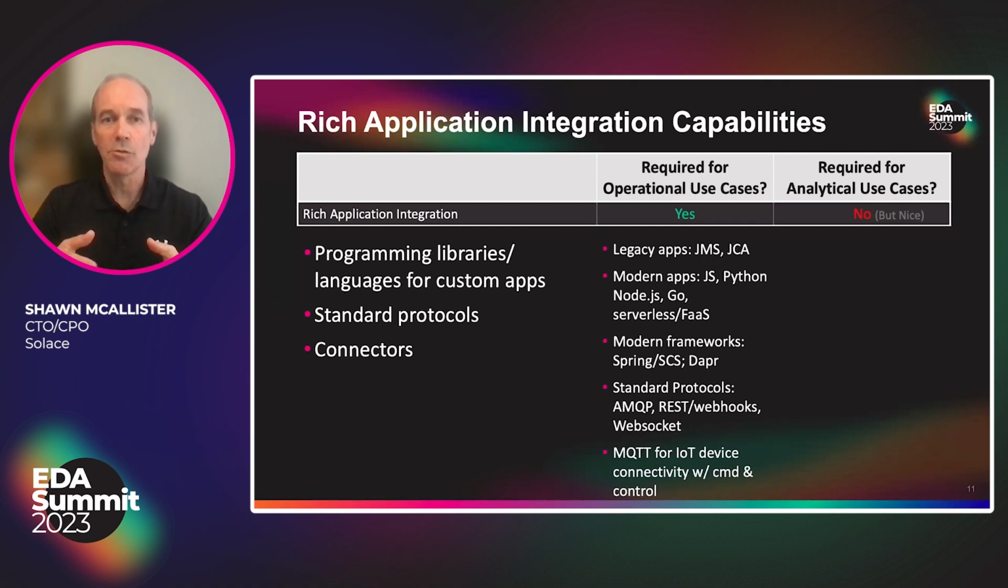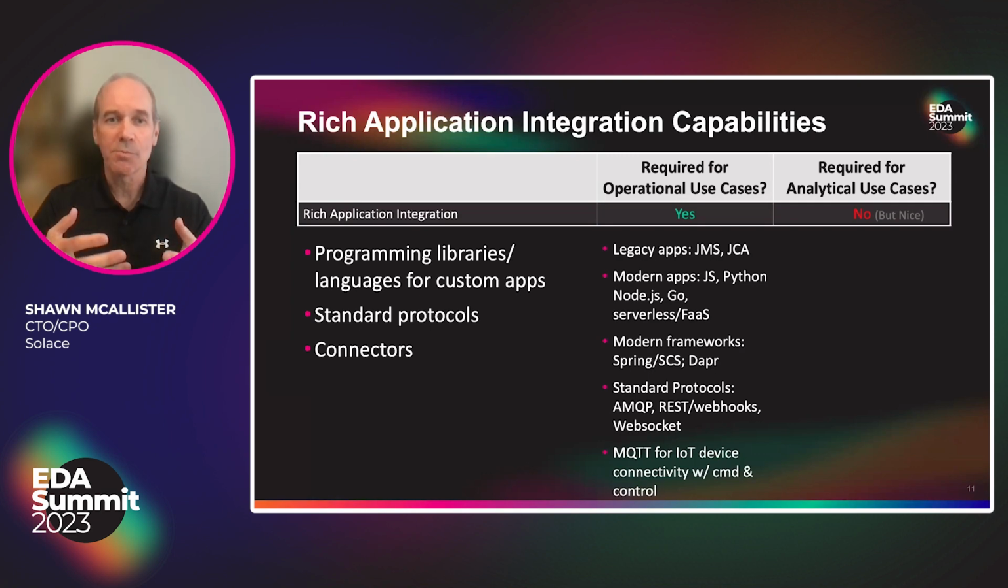Many of those would use JMS or JCA APIs, so you want to support them. You're building new applications, so you want APIs or client libraries in more modern languages like JavaScript, Python, Node, Go, and you want to support serverless or function as a service. You want to support modern frameworks like Spring Cloud Stream and Dapr. And there's a session on Dapr if you want to go and take a look at that framework.